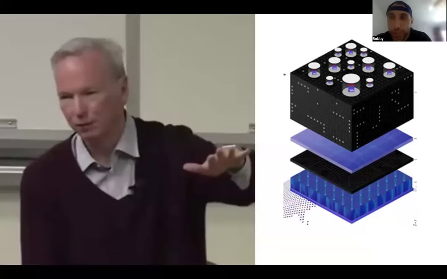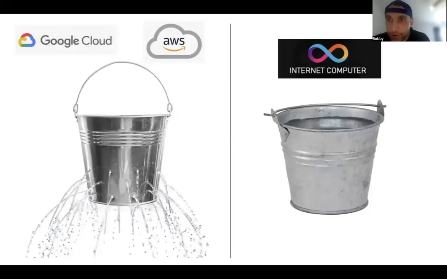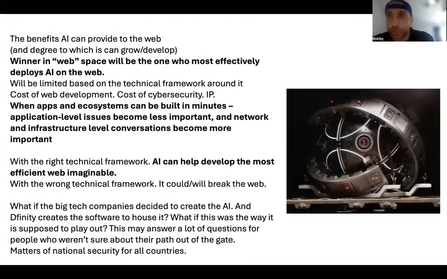But Schmidt doesn't even get into the problems, right? He starts to towards the end, but he never really talks about solutions to all the problems that theoretically somebody would inherit if they did exactly what he said, and if by chance they were successful.